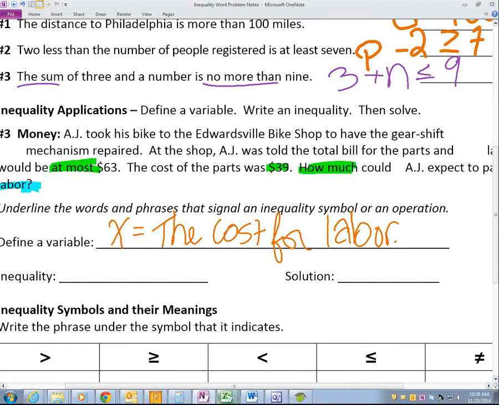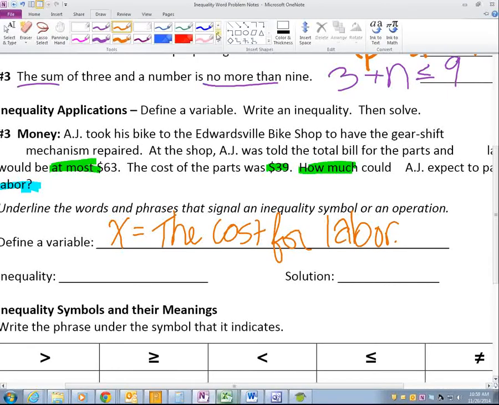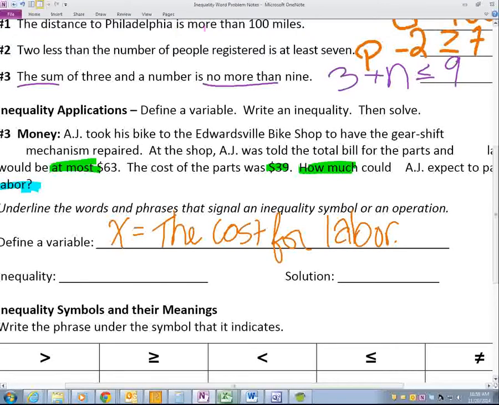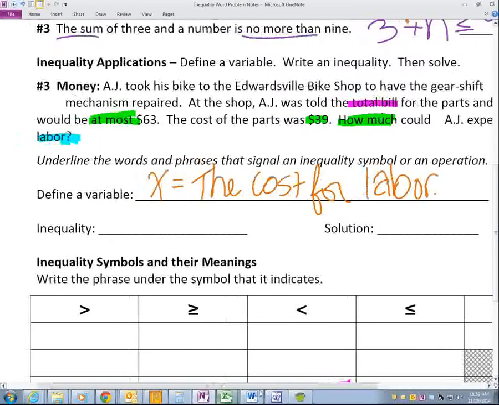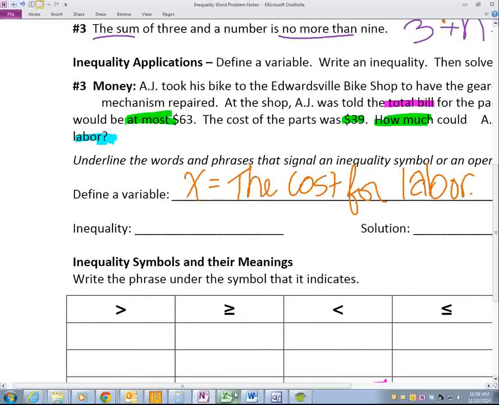Yes, sir? Cost of the parts. We know the cost of the parts. Beautiful. Let's go pink. Okay, we know how much the parts cost. Cost of parts is $39. Okay, total bill. There's another part. Gear shift mechanism would be at most. Total cost is 39. Good. Let's see if we can write an inequality from this information.